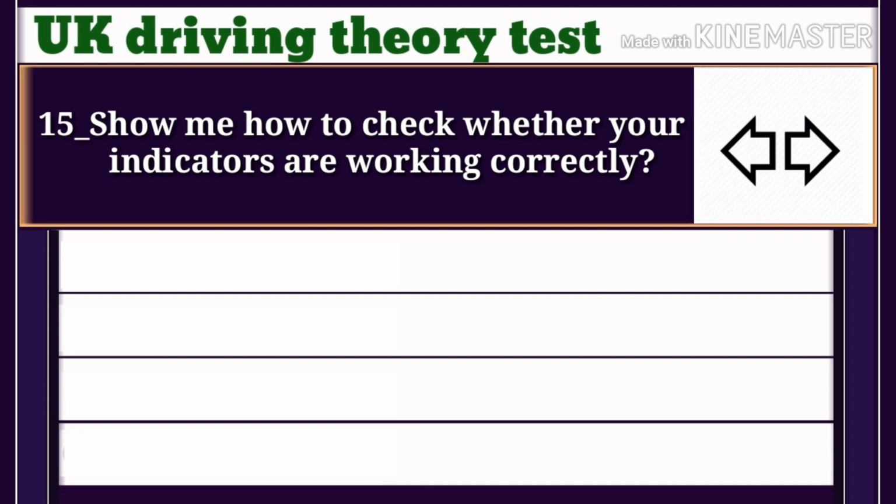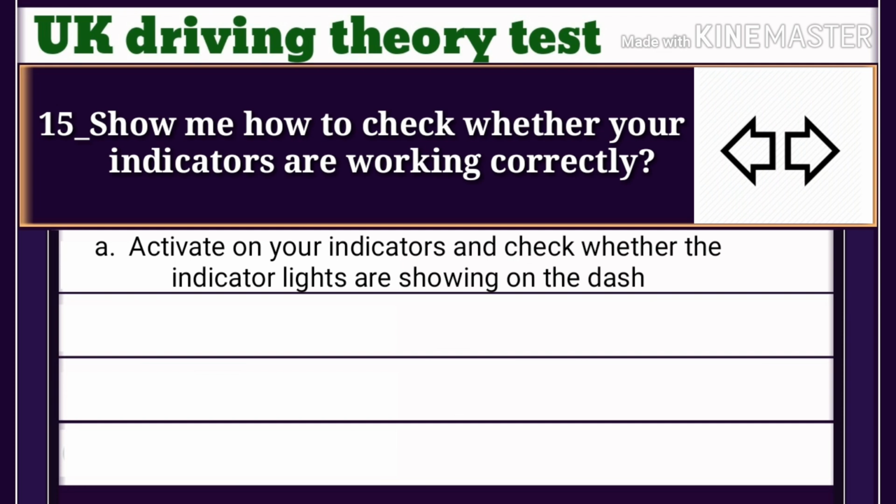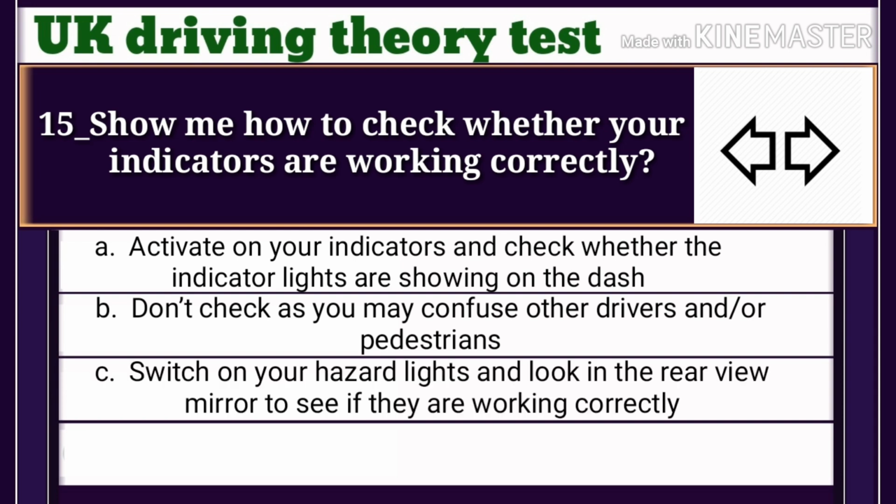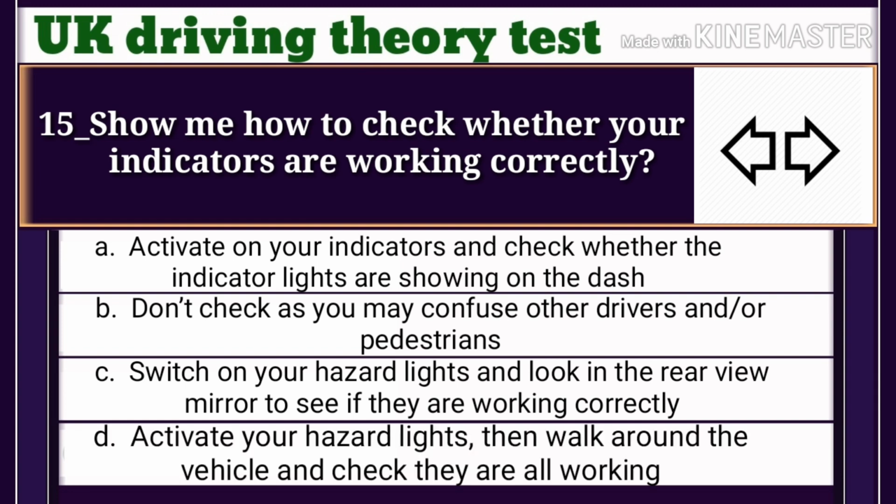Question 15. Show me how to check whether your indicators are working correctly. A. Activate your indicators and check whether the indicator lights are showing on the dash. B. Don't check as you may confuse other drivers and/or pedestrians. C. Switch on your hazard lights and look in the rear-view mirror to see if they're working correctly. D. Activate your hazard lights, then walk around the vehicle and check they're all working. The correct answer is D. Activate your hazard lights, then walk around the vehicle and check they're all working.